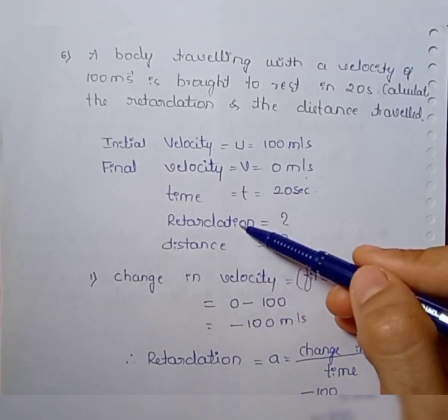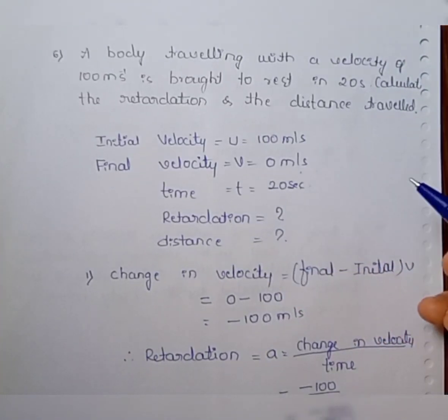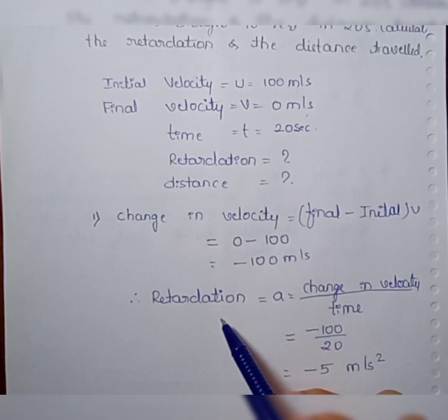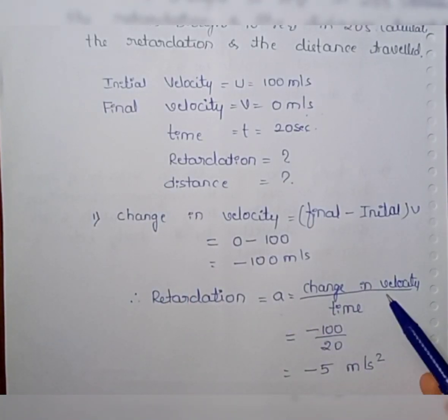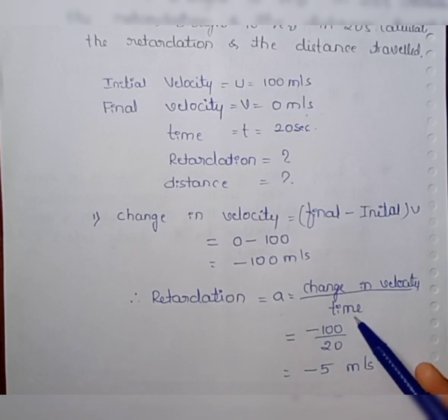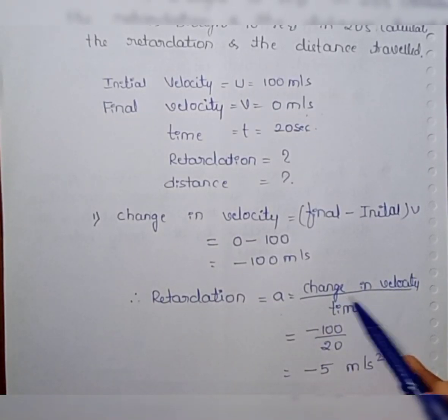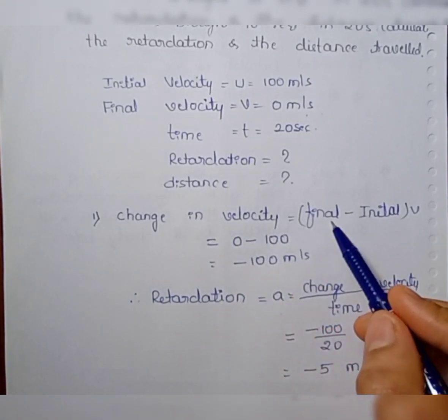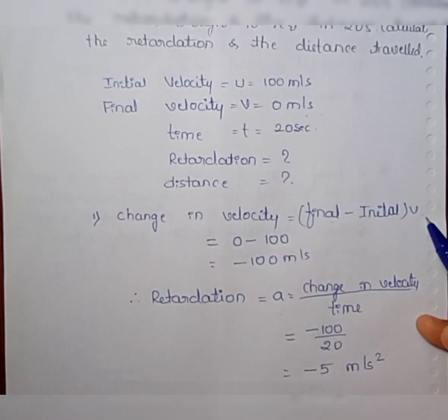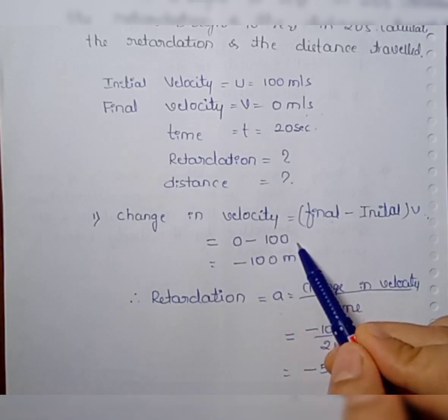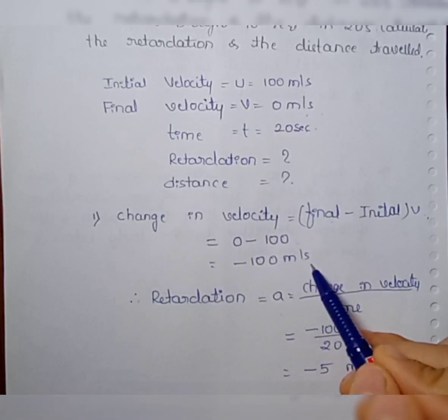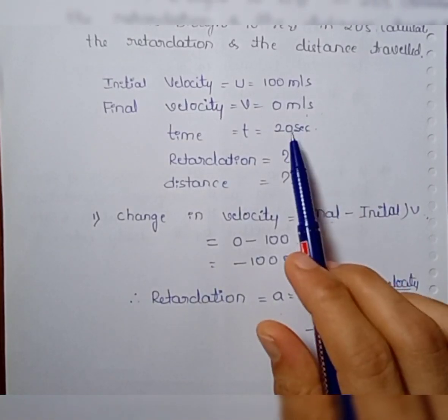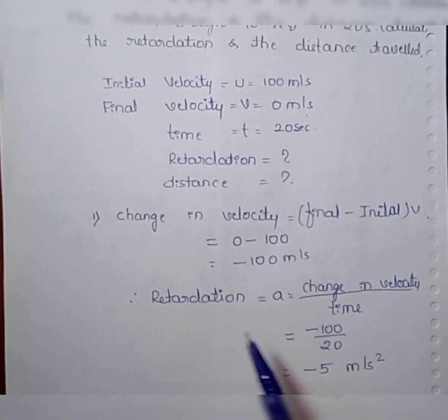What we have to calculate? Retardation and the distance. And for that one, how we have to calculate retardation? We know retardation is equals to change in velocity divided by time. So before, what we have to find out? Change in velocity we have to find out. So change in velocity is equals to final velocity minus initial velocity, that is equals to 0 minus 100, which is equals to minus 100 meter per second. Therefore substitute this value and time value, we will get the retardation value.